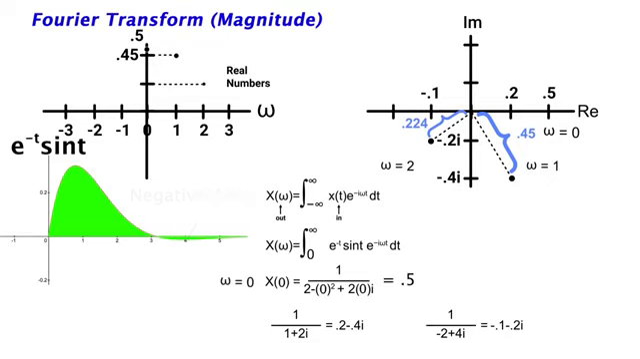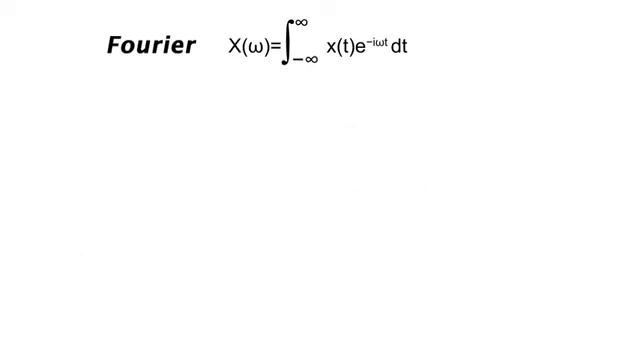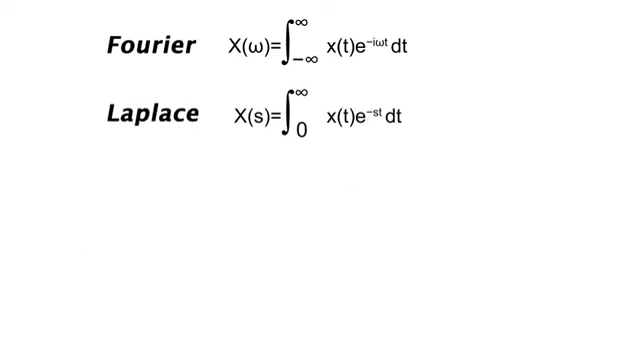If I were to plot all the magnitudes for any input omega, we'd get this, the magnitude of the Fourier transform. Keep this plot in mind because it will show up soon, but now let's get to the Laplace transform so you can see just how similar it is to what we've done so far. So here we have the Fourier transform again, and this is the Laplace transform, nearly identical.